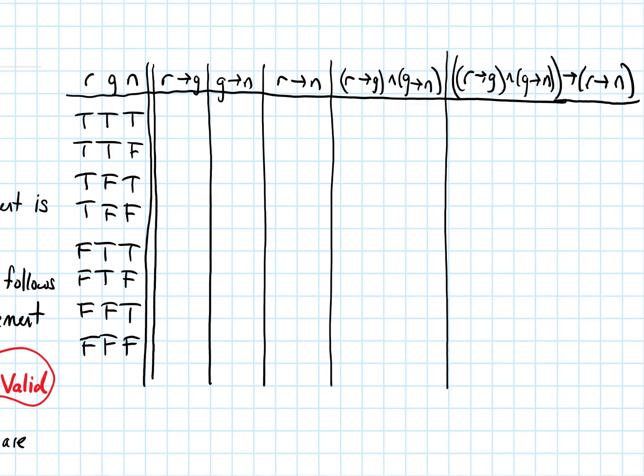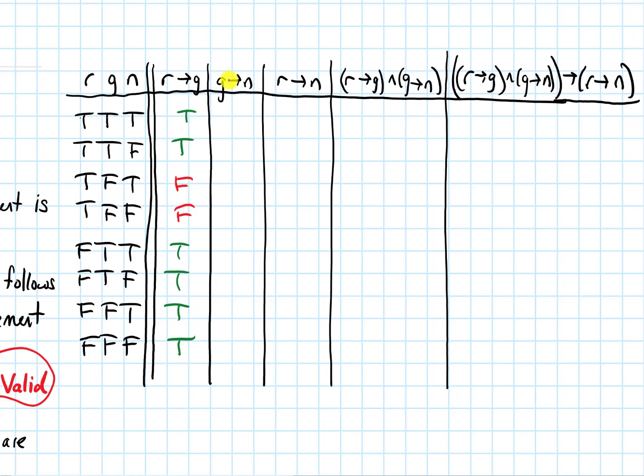Alrighty, so now let's fill in the truth table values for R implies G. The implication is only false when the first part is true and the second part is false. So that happens in the third row and in the fourth row, where R is true and G is false. So here it's going to be false. But in all other situations, that implication is going to be true. So it's true when both R and G are true, and it's also automatically true when R is false.